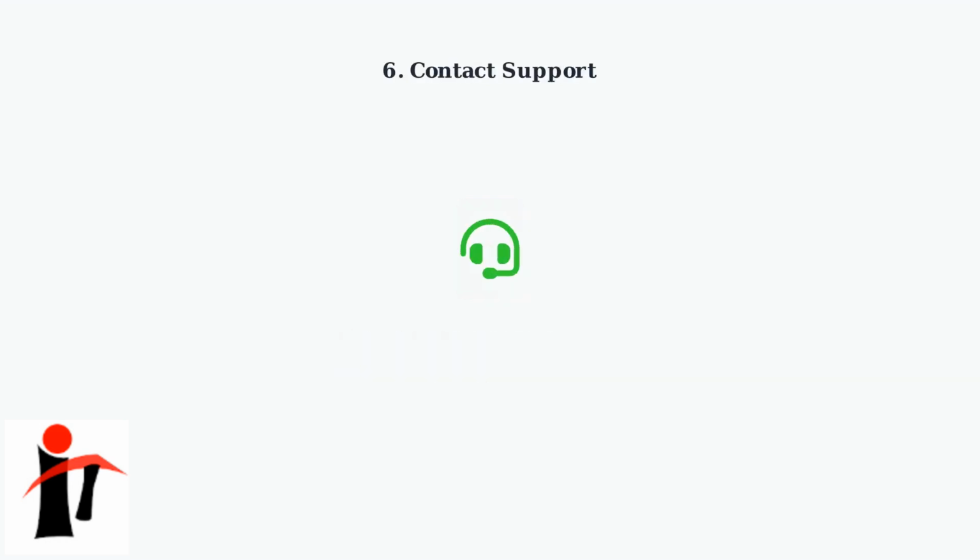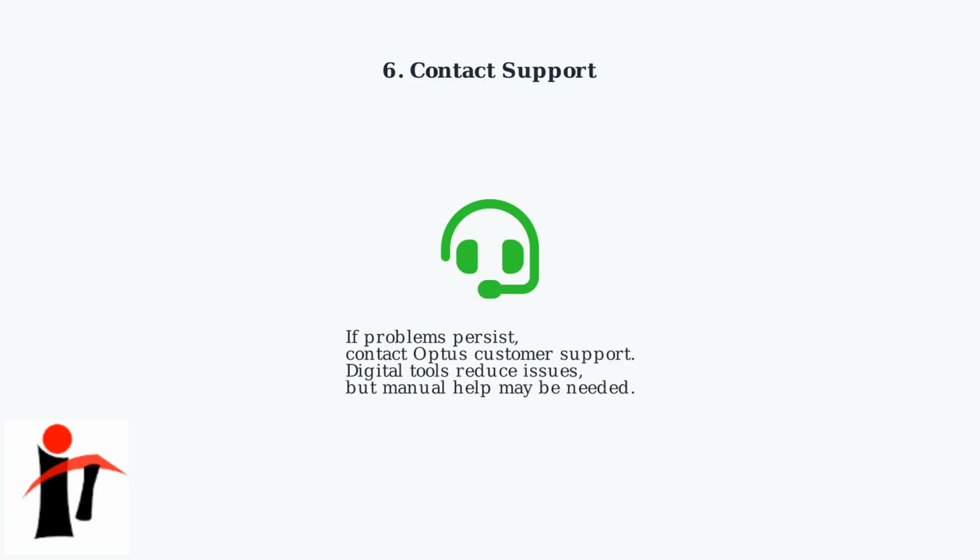If problems persist, contact Optus customer support, noting that improved digital tools and AI-driven provisioning have reduced such issues, but manual intervention is sometimes still required.